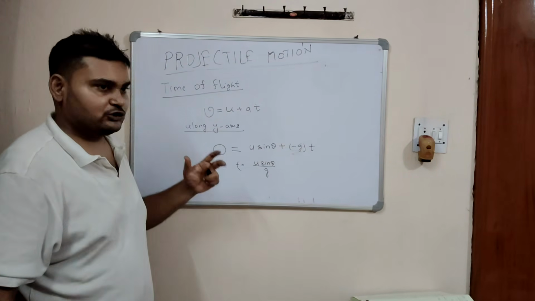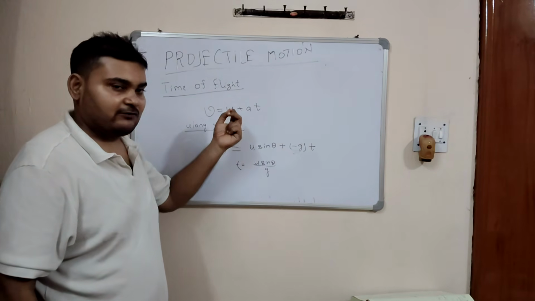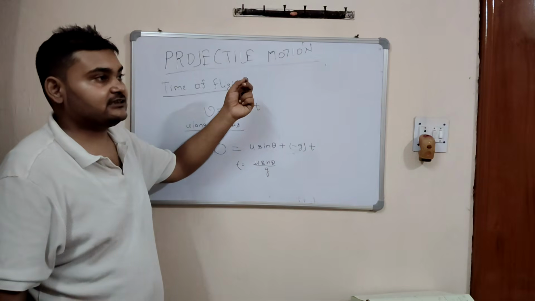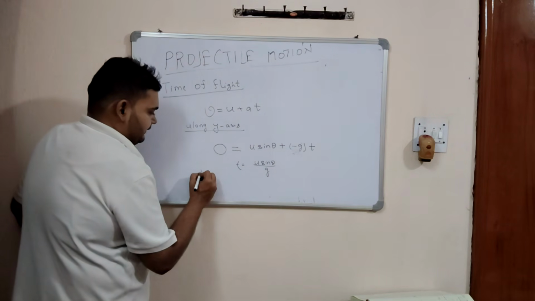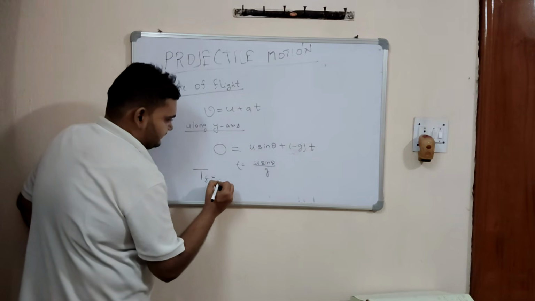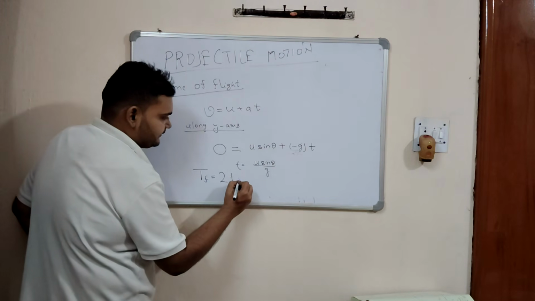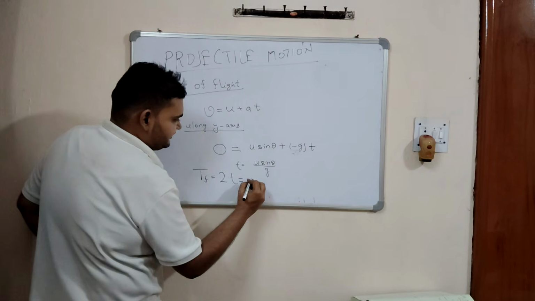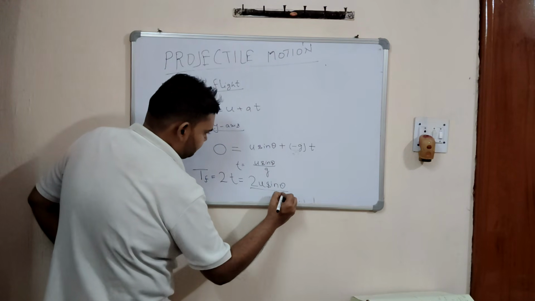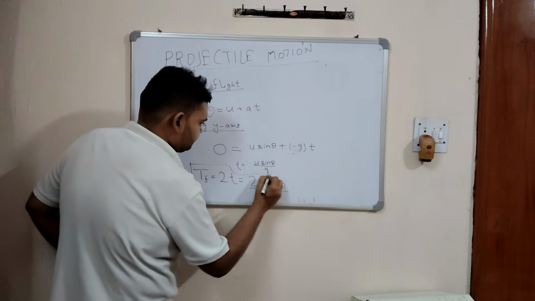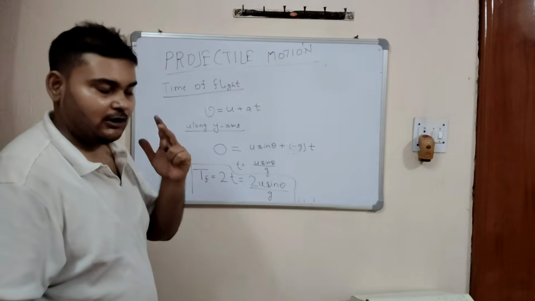Now I told you earlier also that motion under gravity is a symmetrical kind of motion, where the time taken by the object to reach the highest point from the ground is equal to the time taken by the object to reach the bottommost point from the uppermost point. So if we have to write the total time of flight, we can easily write it as 2 times the time taken by the object to reach the highest point from the bottommost point, 2t. t is u sine theta by g, so the time of flight becomes 2u sine theta by g. So we have come to know about the total time of flight of the object.